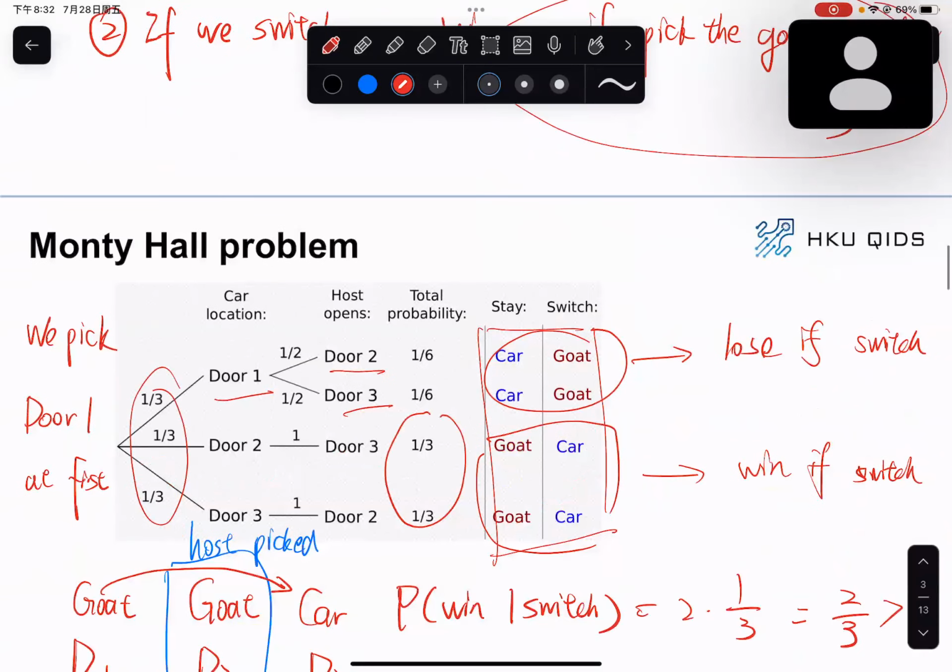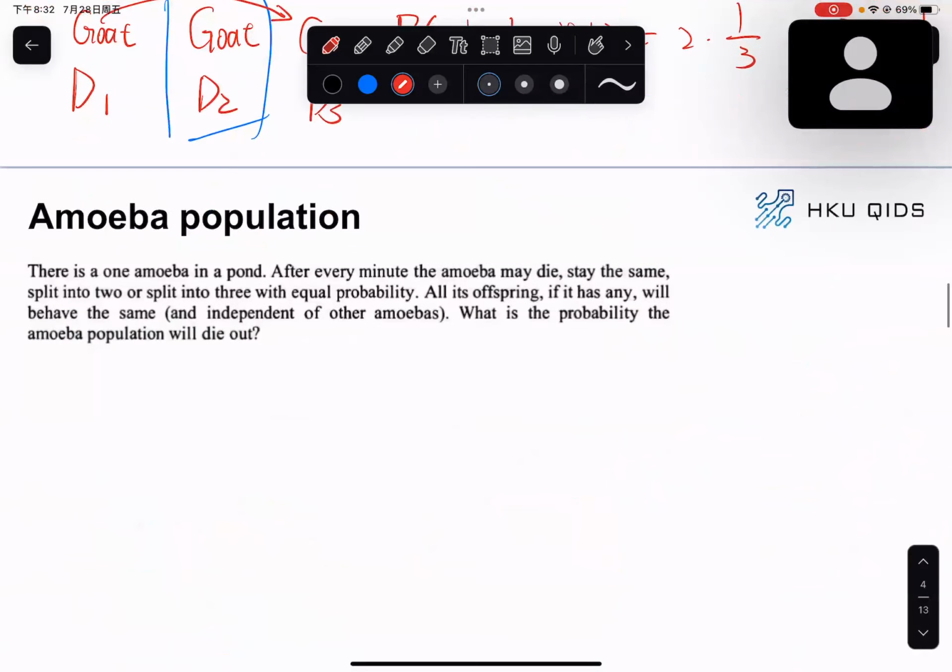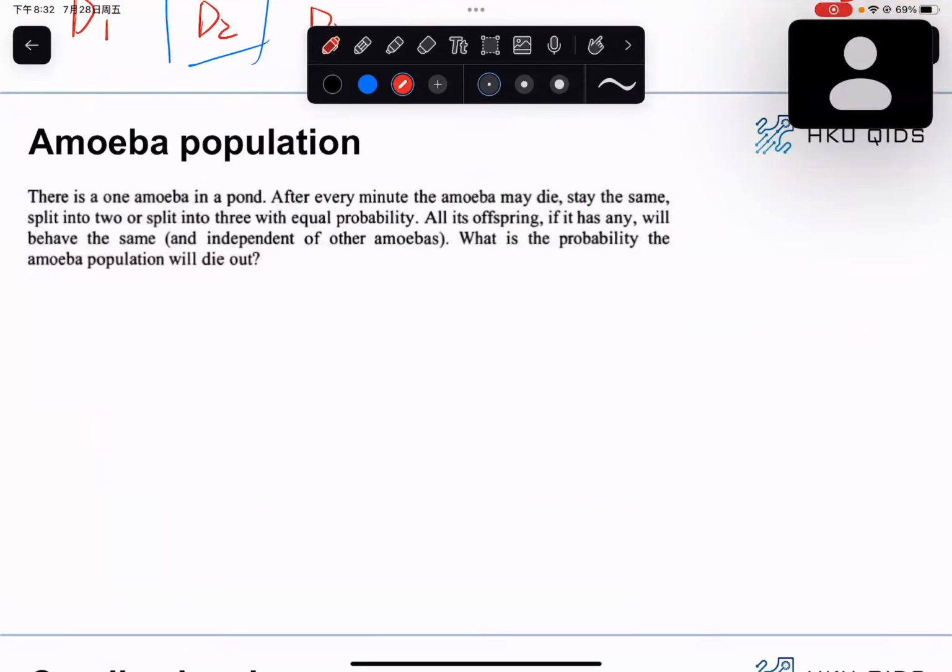Now let's come to the second one, which is called amoeba population. There is an amoeba in the pond. What is an amoeba? Is it 阿米巴原虫? It is some kind of bio insect. I don't know, I'm not a chemist. After every minute, the amoeba may die, stay the same, split into 2, or split into 3 with equal probability. All its offspring, if it has any, will behave the same and independent of other amoebas. So what is the probability that the amoeba population will die out, which means there will be 0 amoebas left at some moment?